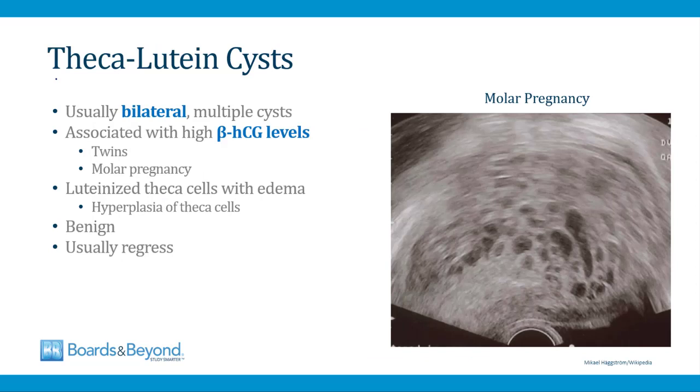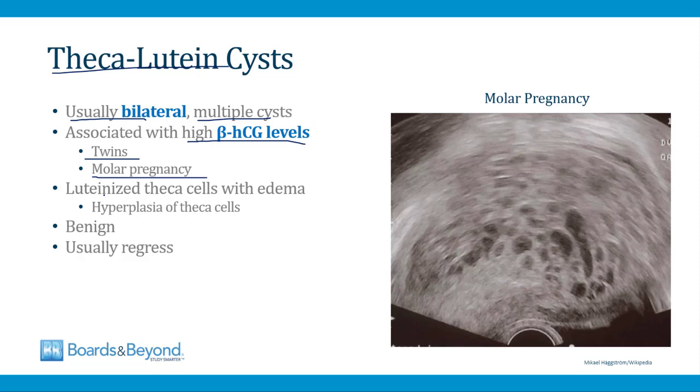So follicular and corpus luteal cysts are the major types of ovarian cysts, but there is one other type you should know about, and that's called a theca-lutein cyst. When a woman develops theca-lutein cysts, they are usually bilateral, and each ovary usually has multiple cysts. These types of ovarian cysts are associated with high beta-HCG levels. So they can develop in women who are having a twin pregnancy or a multiple gestation pregnancy. They're also a classic finding in women having a molar pregnancy.